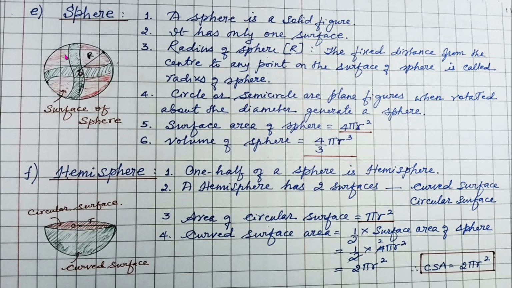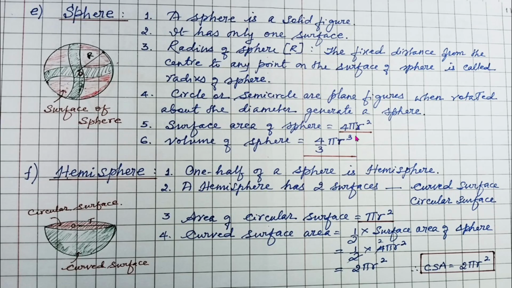The circle or a semicircle, when rotated about its diameter, we get a sphere. Therefore a sphere is generated by a plane figure, that is circle or semicircle, when rotated about its diameter. Now the surface area of a sphere is 4 pi r square, and the volume of a sphere is 4 by 3 pi r cube.